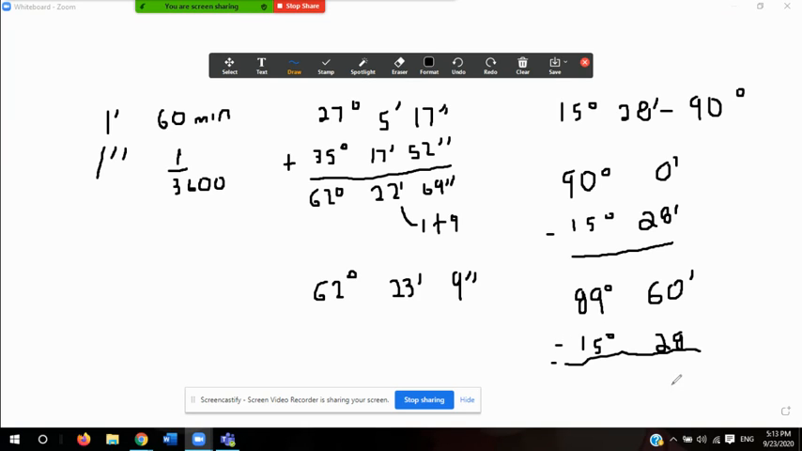So again, 60 minus 28 is 32. And 89 minus 15 is 74. And this would be 74 degrees and 32 minutes. And that's pretty much how you do it, guys.